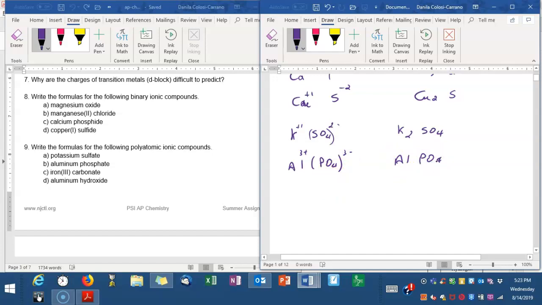And then iron 3 carbonate. Iron 3, carbonate is CO3 with a 2-, so iron 2 CO3 3 times. And then aluminum hydroxide, this is 3+, hydroxide is a -, so aluminum, and then OH, but you need 3 of those.